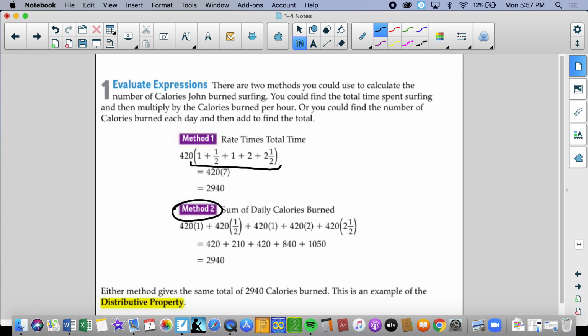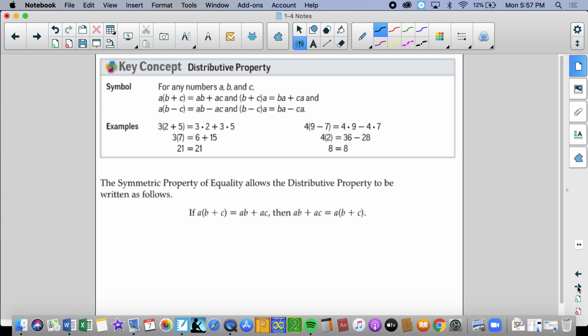And we see that no matter whether you use method 1 or method 2, you're going to get 2,940 calories burned. And this is an example of the distributive property. We took this and we distributed it to each term inside the parenthesis. That's called the distributive property. And what it says is A times the quantity B plus C equals A times B plus A times C.